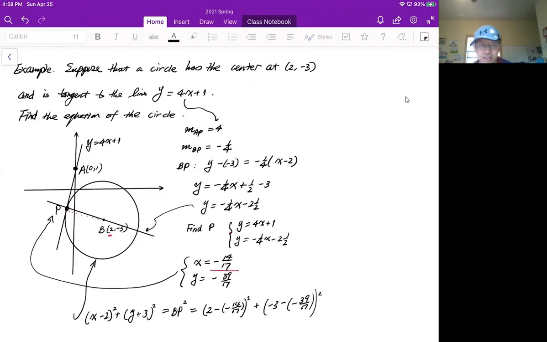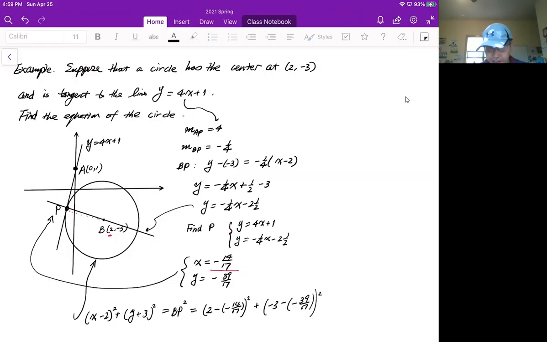The question is that I give you a tangent line, and I tell you the center of the circle, and I want to find the equation of the circle. How do you find the equation of that circle, right? That is this. Everyone is good?